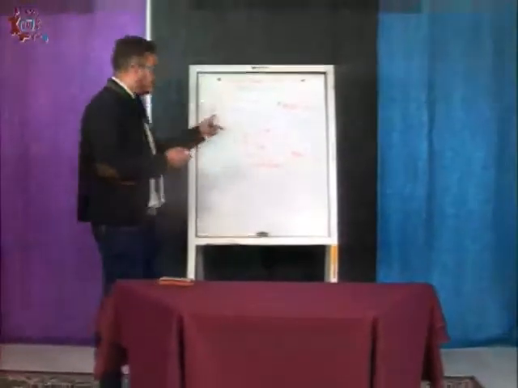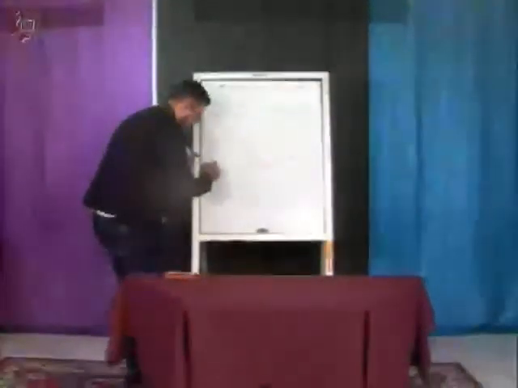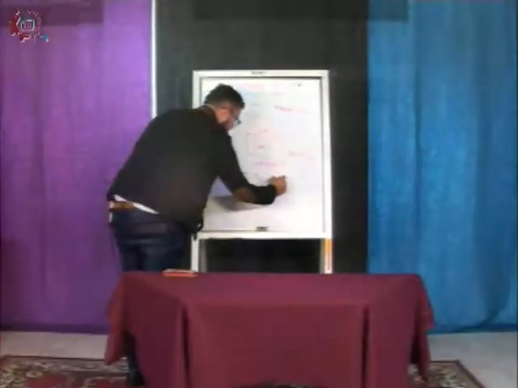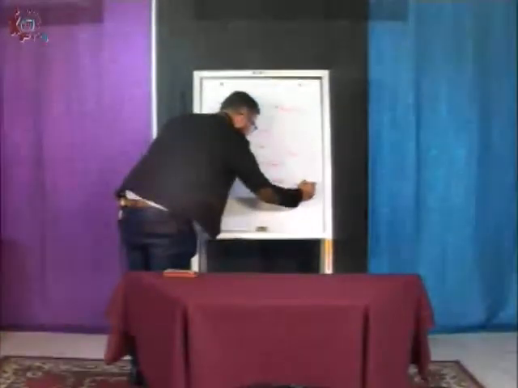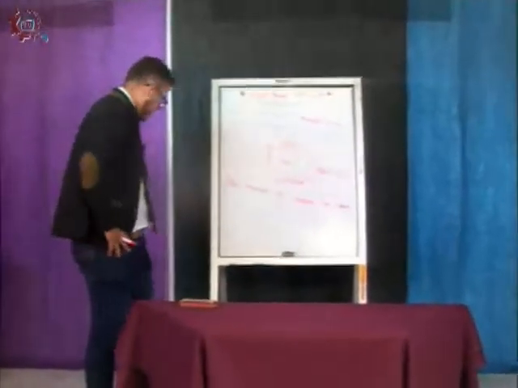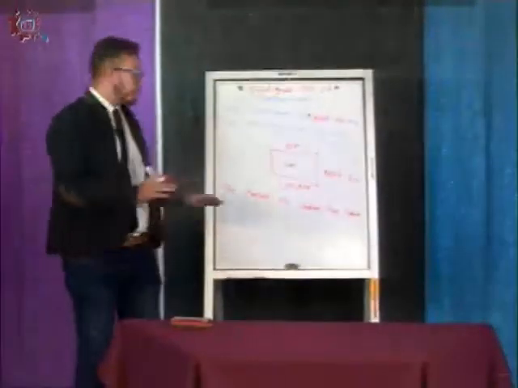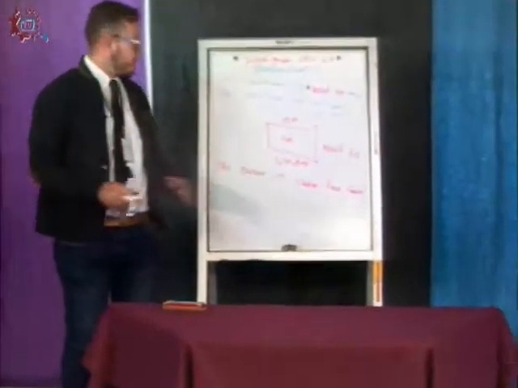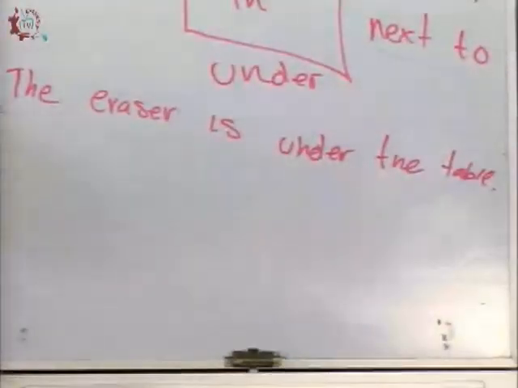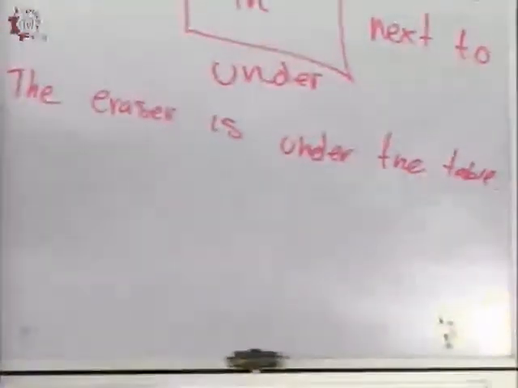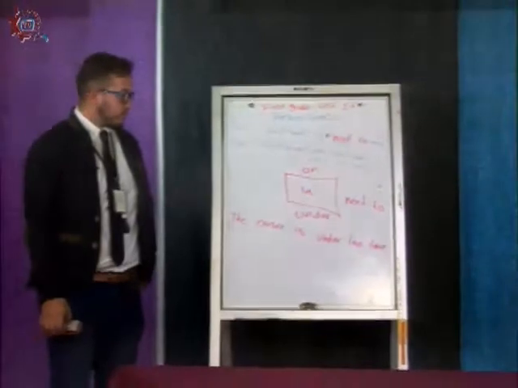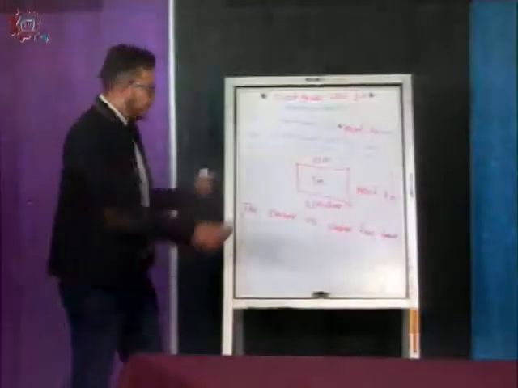I'm going to write with red because we don't have the ink. The eraser is under the table. All right? Another example, I don't know. Yeah, just with one example, yes? Just with one example. Now, I want you to copy, please.